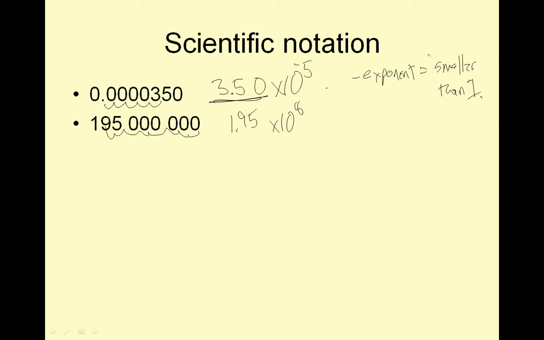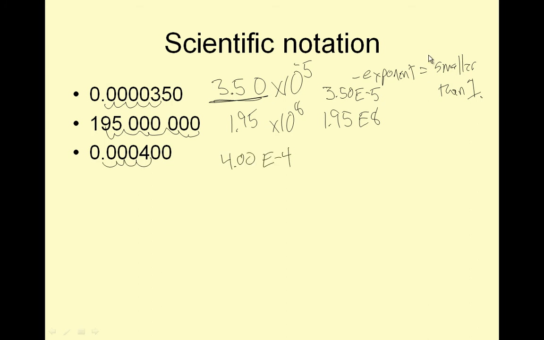And I do want to point out, I often use 3.50e negative 5. That's what your calculator uses. It's called engineering notation. That's what I'm going to use the rest of the way. You should be able to see both. This one's less than 1. 1, 2, 3, 4. So it's going to be 4.00e negative 4. And then 2.55e7, going the other way, that's going to be 2.55.